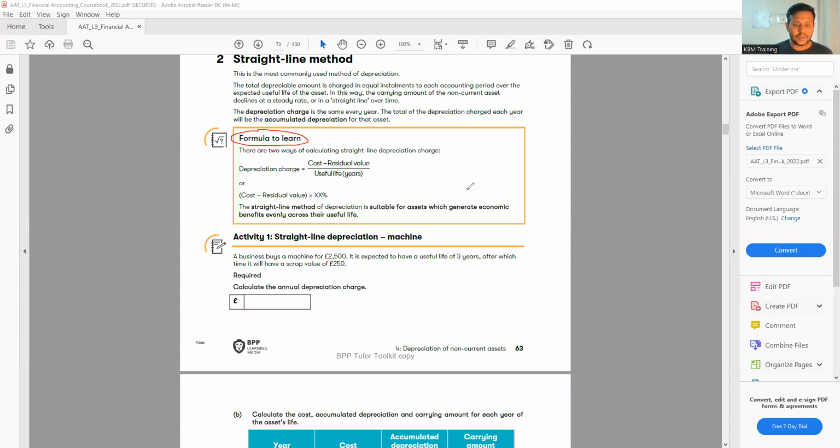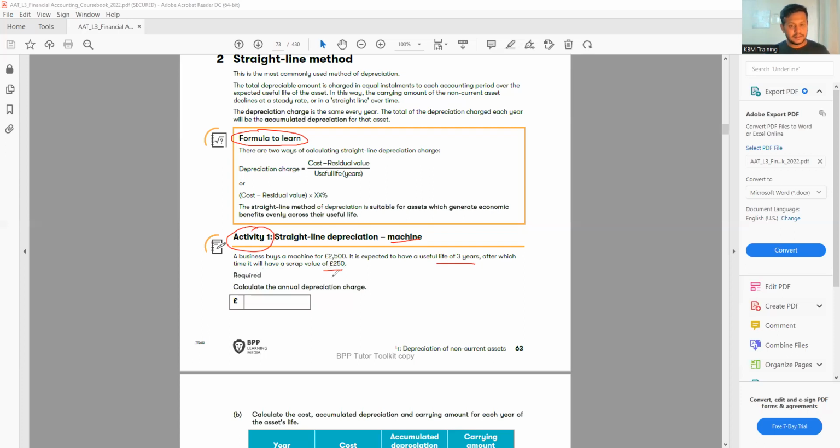Okay, let's try one example. Maybe we'll understand more after. It says straight line depreciation, machine. A business buys a machine for 2,500. It is expected to have a useful life of 3 years, after which time it will have a scrap value of 250.